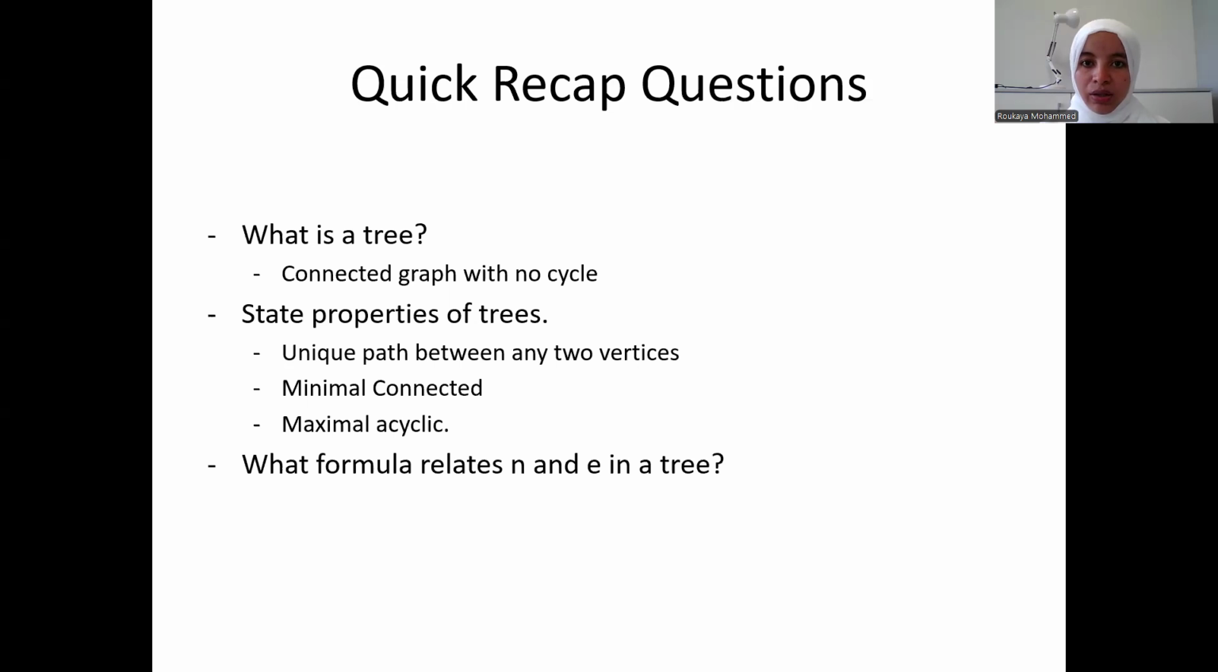It's maximally acyclic, which means if you add any edge to it, it's going to cause a cycle in the graph. Okay. So what formula relates N and E in a tree, where N is the number of nodes and E is the number of edges? We can easily observe from trees that N equals E plus 1. Now we have a quick recap of the trees.